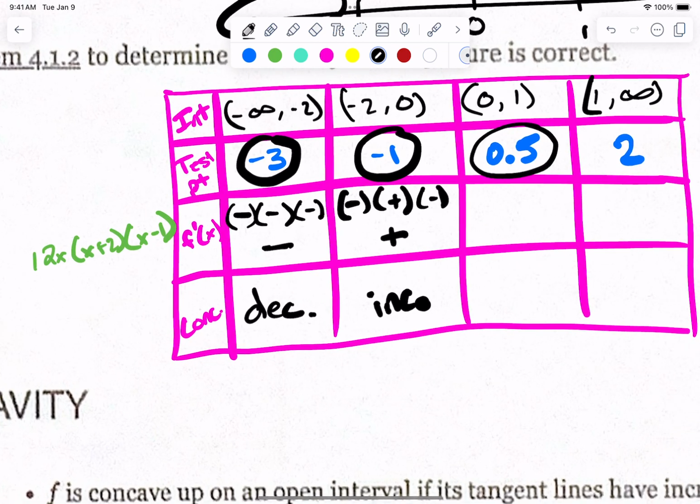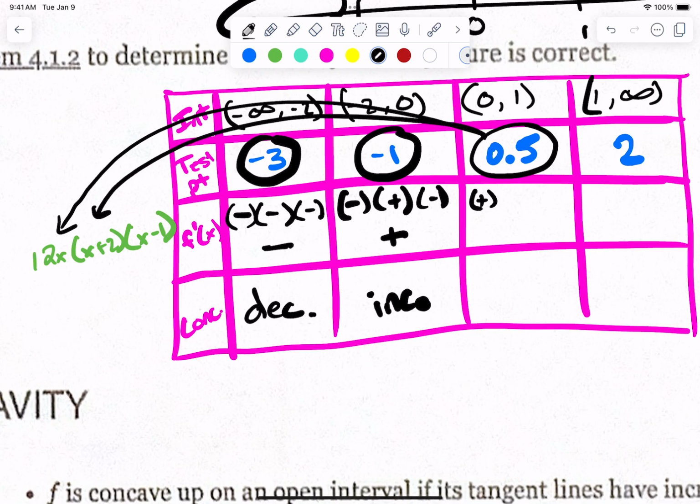Okay, 0.5. If I plug it in, 12 times 0.5 is positive. I don't care what it is. 0.5 plus 2 is positive. 0.5 minus 1 is negative. That makes it negative, so it is decreasing.